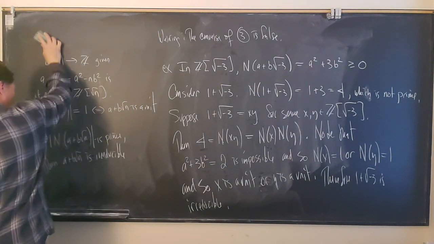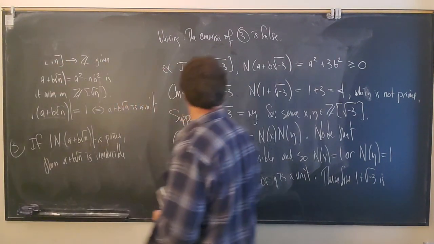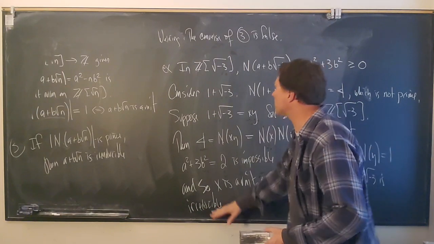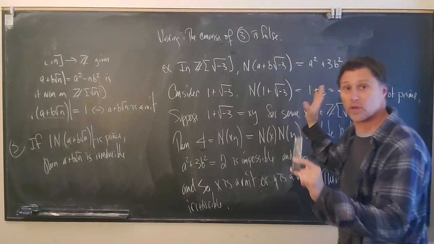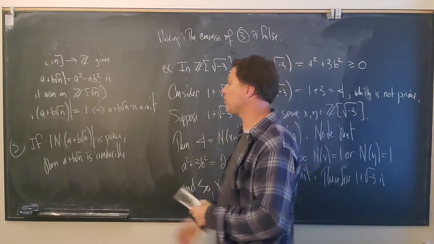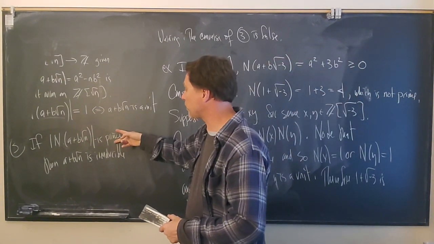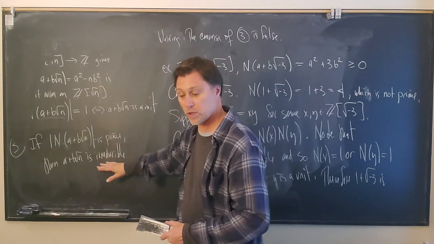So that's what I was talking about, the converse. What we have is an element that is irreducible even though its norm is not a prime number, right? So the converse is not true. It only goes in one direction. If you know that the absolute value of the norm is prime, then you can conclude that it's irreducible, but not vice versa.